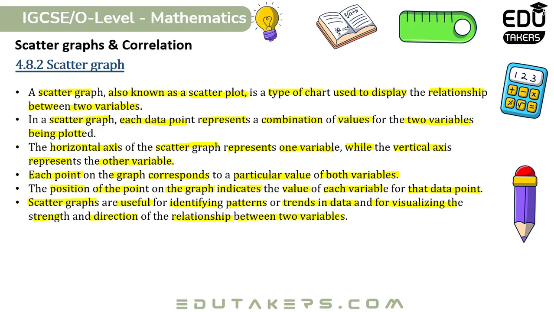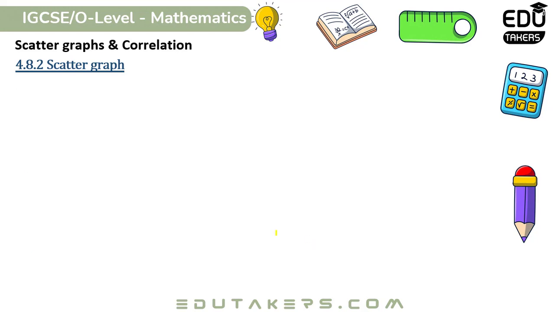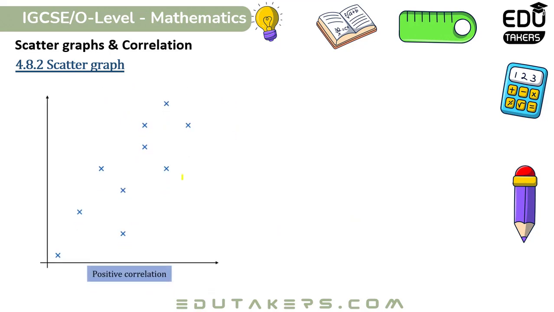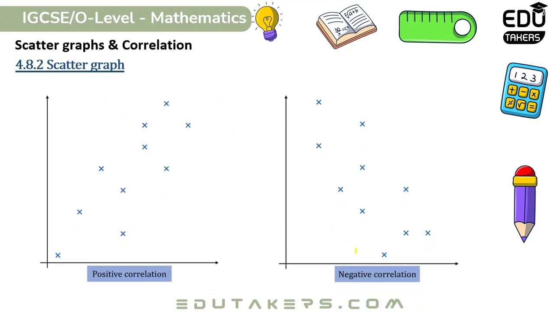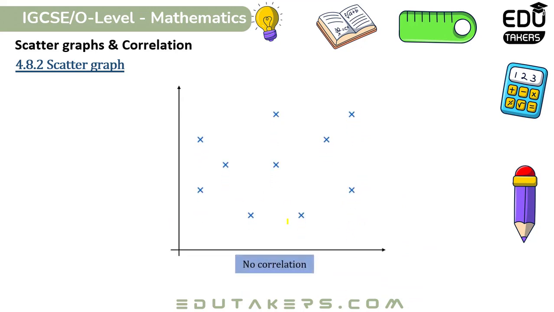relationship between two variables. A scatter graph can be used to identify whether the variables have a positive or negative correlation, or whether there is no correlation between them. This is a positive correlation, it's a negative correlation. And here we have no correlation.